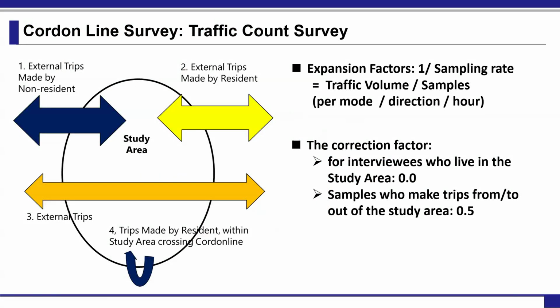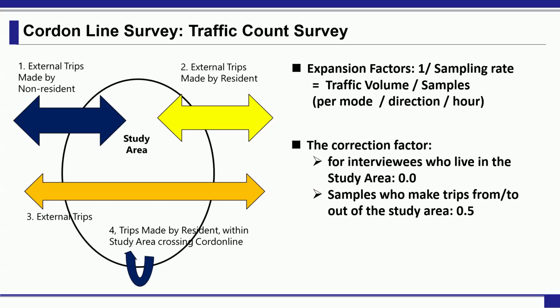And the third one is external trips, meaning the Nairobi metropolitan area is just a pathway. In that case, theoretically, they will cross the cordon line 2 times. So the adjustment ratio will be half.